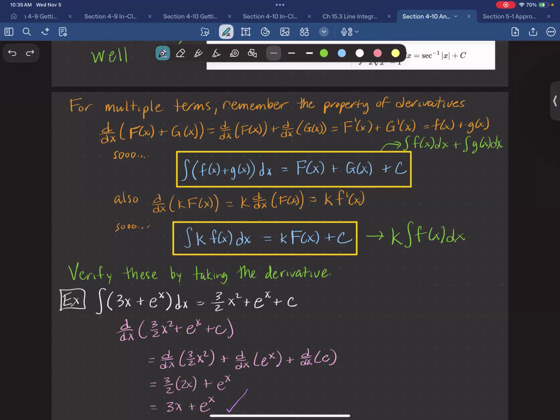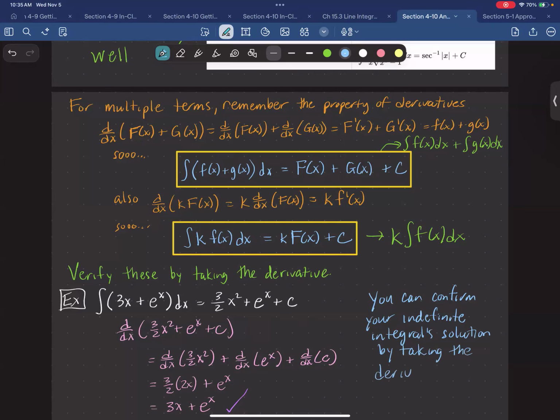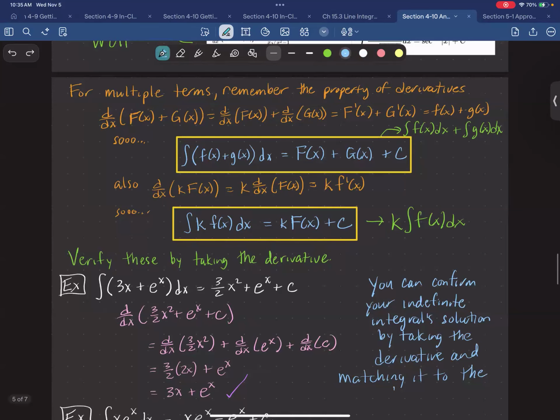Let's go with blue. You can confirm your indefinite integral solution by taking the derivative and matching it to the, do you guys remember what this part was called right here? That part was called the integrand, matching it to the integrand.